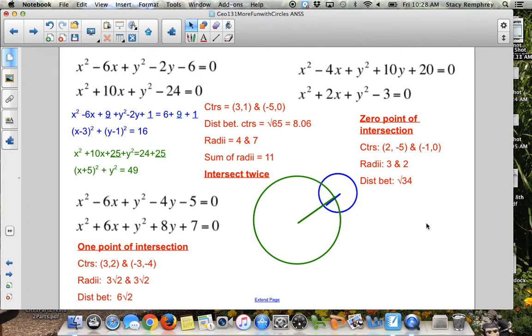So center to center is, even if you extended the radii toward each other, there would still be an empty space in between. And in this one, the distance between the centers is exactly the sum of the radii, so that's 1 point of intersection. And we can talk about that more in class as well. So that is the end of the 13.1 day 2 notes.